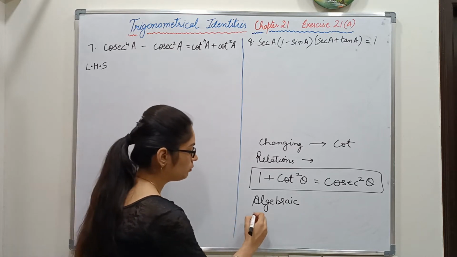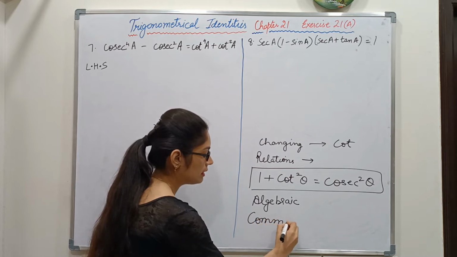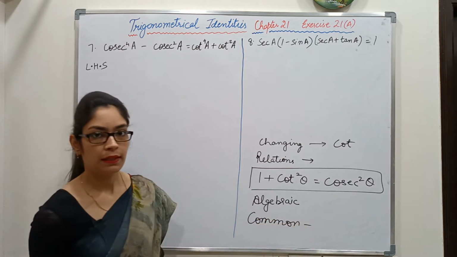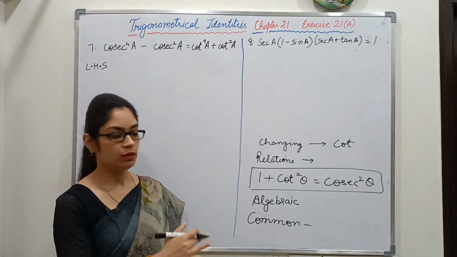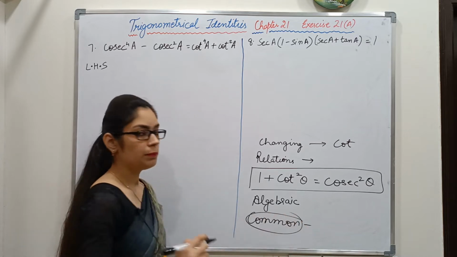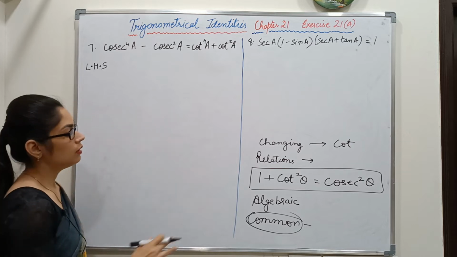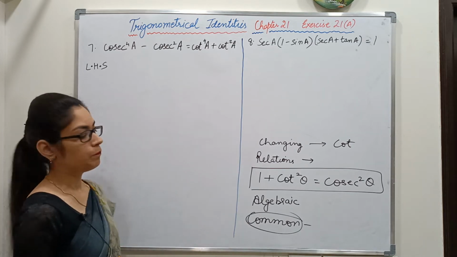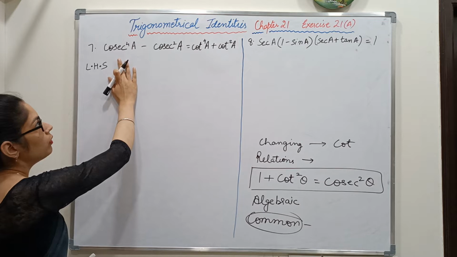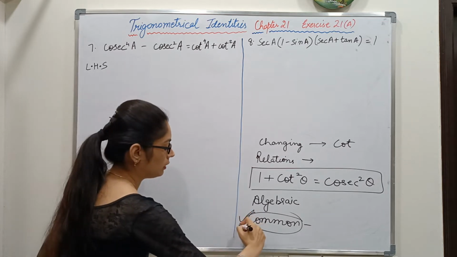Fourth thing, you have to see: is there anything common which you can take out? This is a very important thing. In many questions, by simply taking out the common thing only, you will be able to do it. So this is the fourth thing which you have to see, and now our question will start from this only.